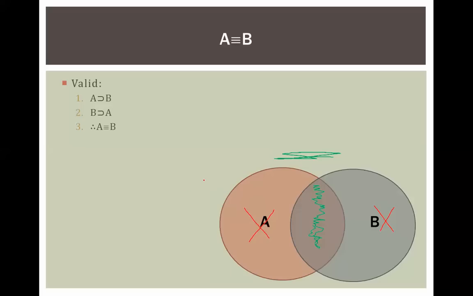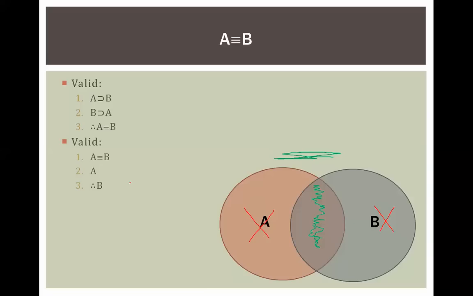So here's a valid way of making conclusions from that. If you have if A then B, so right, if you're in the pink, then you have to be in the blue. So you can't be here. And you have if B then A. So the opposite, right? If you're in the blue, then you have to be in the pink. You can't be out here. Then you have A if and only if B.